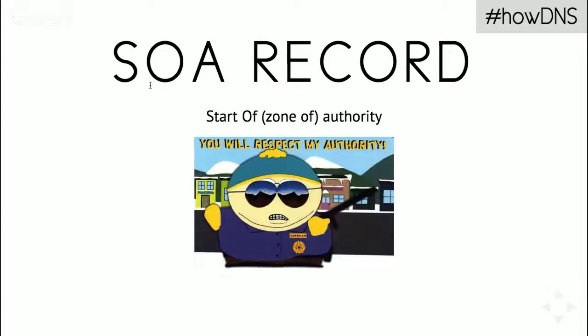SOA records, or start of authority records. This I have only ever seen on Amazon actually be referred to this. You will probably never see this record. There is only one record for this for every domain, and it has the name server and the domain administrator's email. This is the authoritative, where you can find everything else, record.